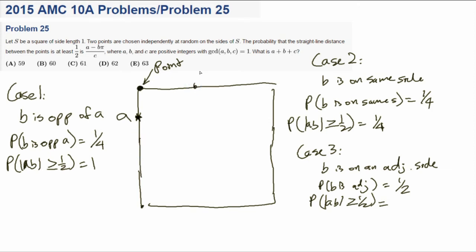If B is on an adjacent side, the straight line distance between them, given their distance from this point, let's say this is A, this is B, that's their distance. D equals the square root of A squared plus B squared, right? And we want that distance to be greater than or equal to 1/2. So, we do the same thing actually. We graph it. Let's graph it over here.